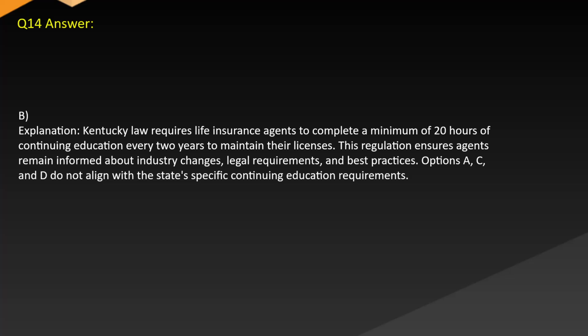Answer: B. Explanation. Kentucky law requires life insurance agents to complete a minimum of 20 hours of continuing education every 2 years to maintain their licenses. This regulation ensures agents remain informed about industry changes, legal requirements, and best practices. Options A, C, and D do not align with the state-specific continuing education requirements.